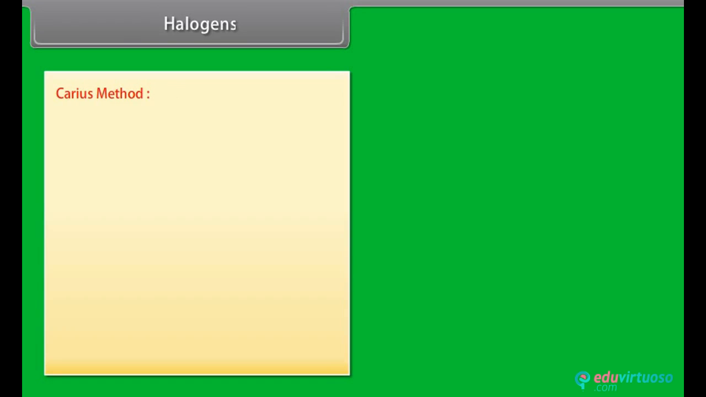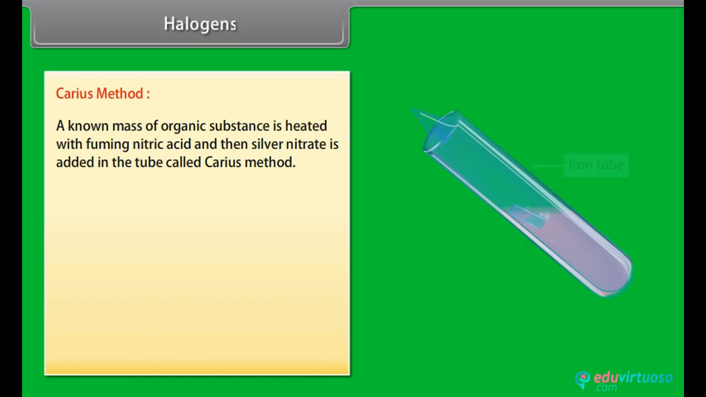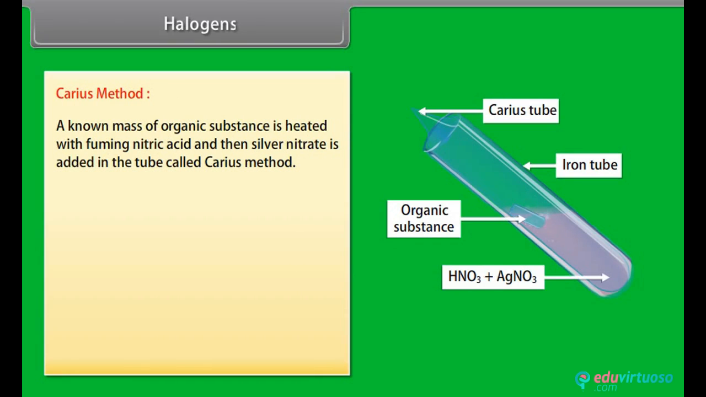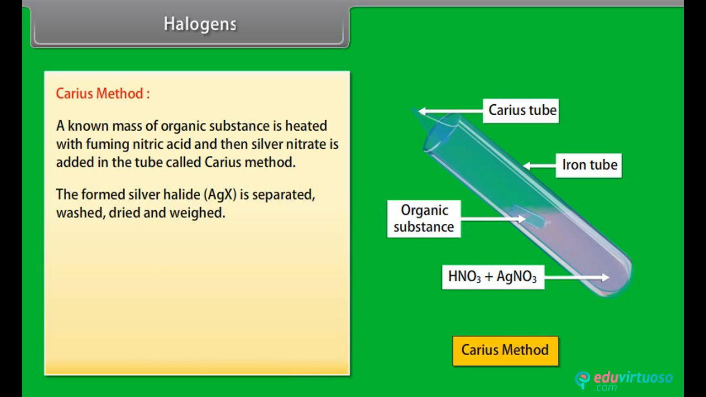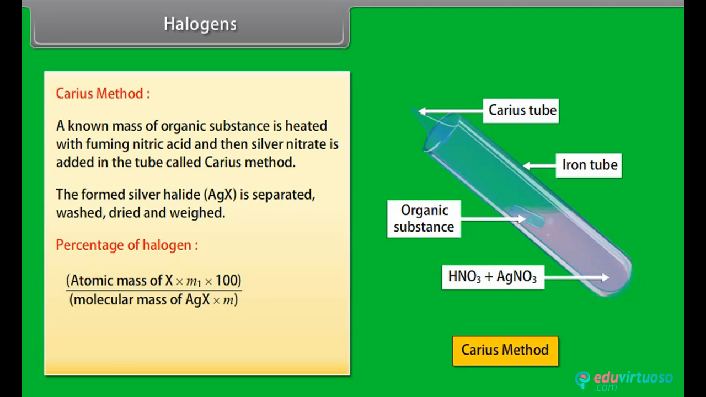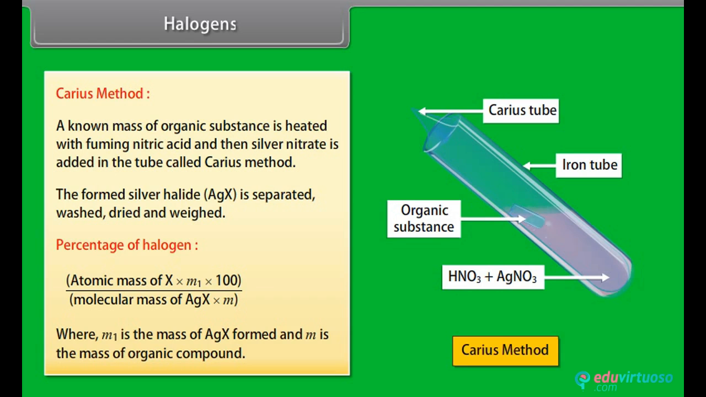Halogens. Carius method. A known mass of organic substance is heated with fuming nitric acid and then silver nitrate is added in the tube, called Carius method. The formed silver halide is separated, washed, dried and weighed. Percentage of halogen: atomic mass of X × M1 × 100 / (molecular mass of AgX × M), where M1 is the mass of AgX formed and M is the mass of organic compound.